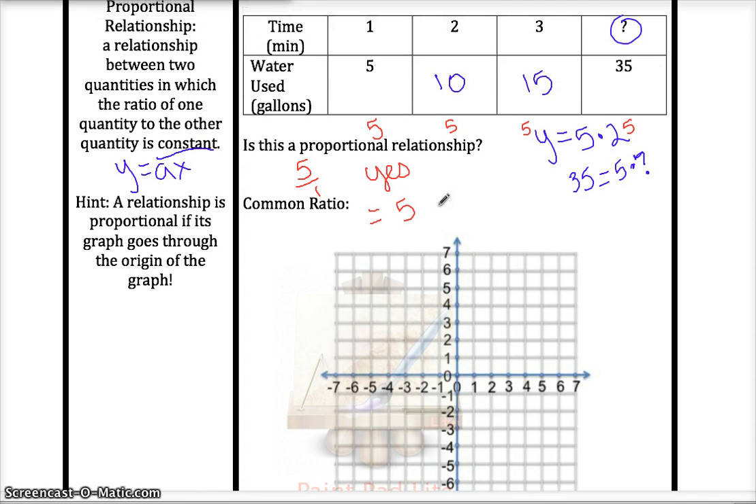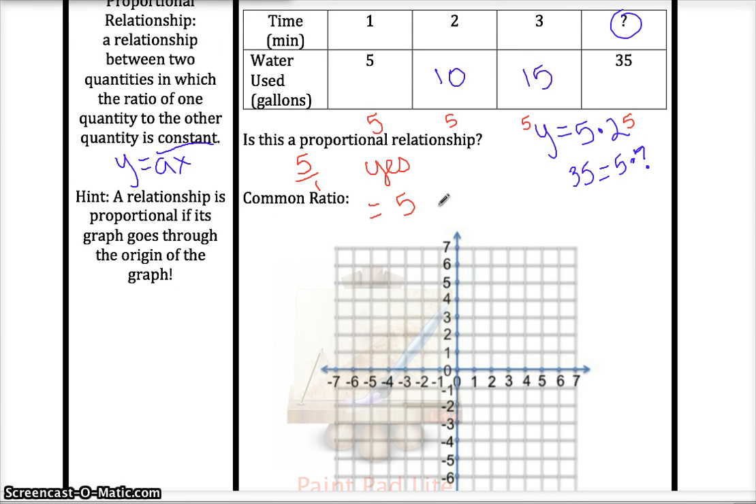So basically, when you have your table up here, your time is always going to be x, and the amount or whatever substance you're working with is going to be y. So now that we can see these as either x and y or xy coordinates, we can graph them. So we know that at 1 minute there was 5 gallons of water. So our first coordinate is 1, 5.